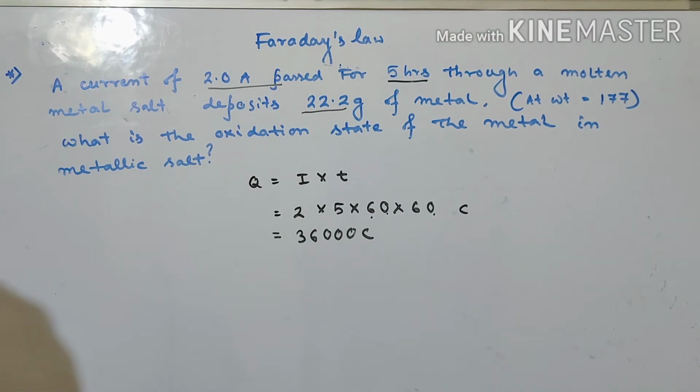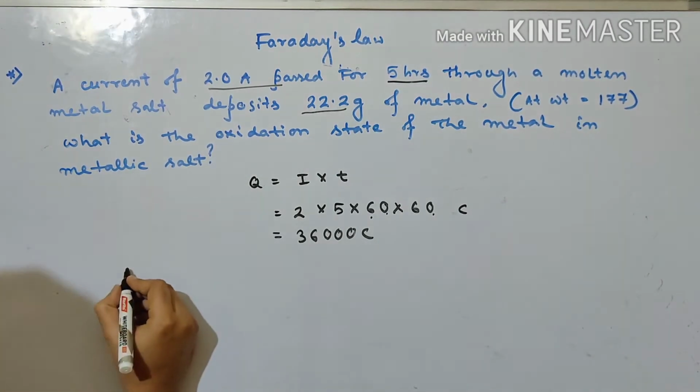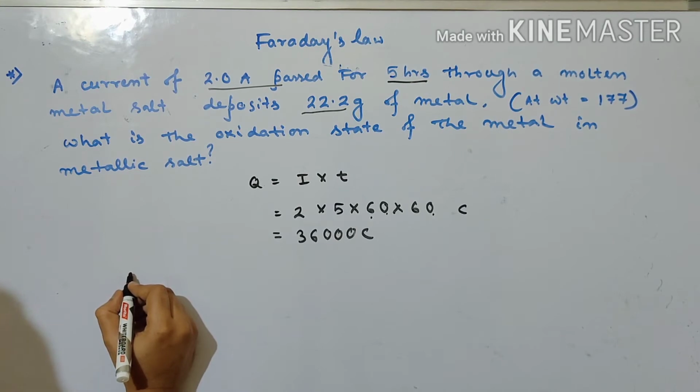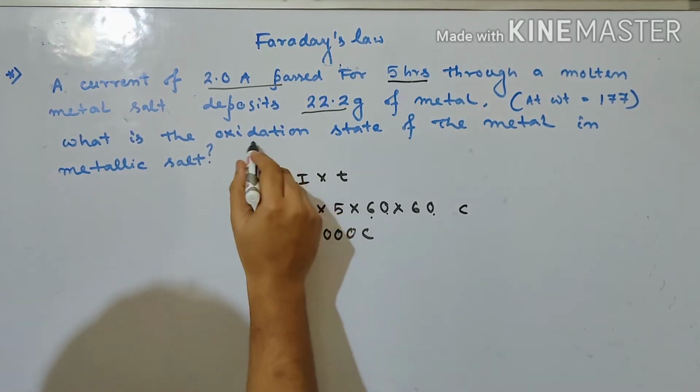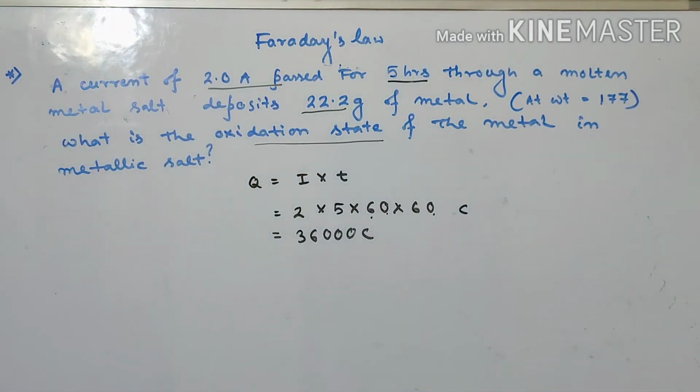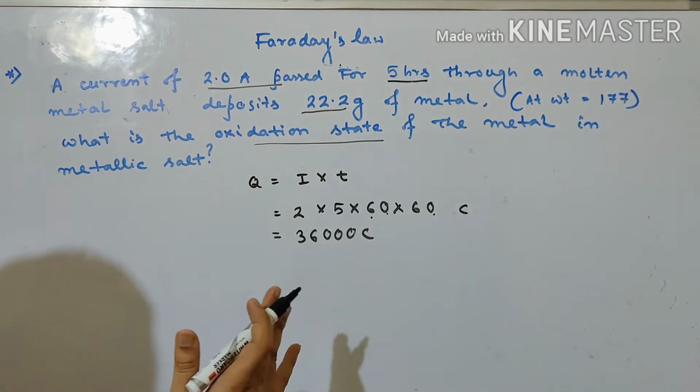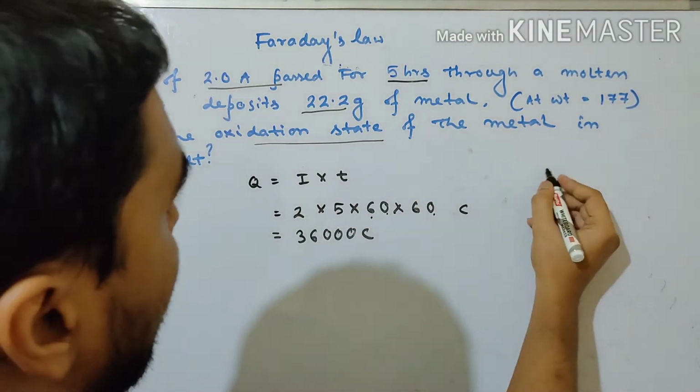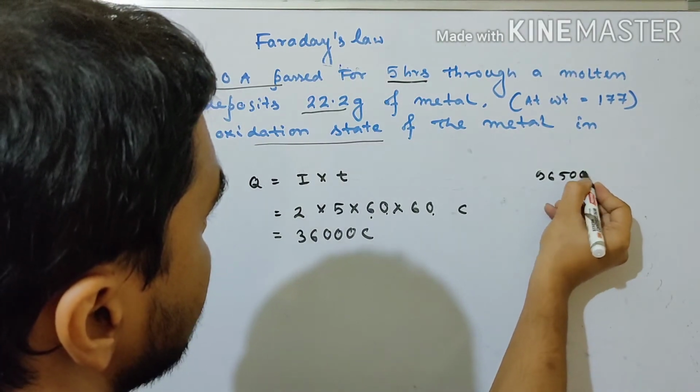So what we can write is, we have to find out the oxidation state of the metal. The best way to do this is to calculate how much it will deposit when I pass 96,500 coulomb.